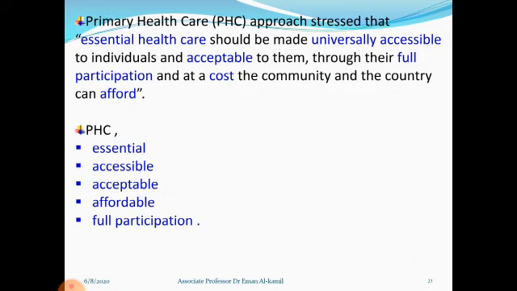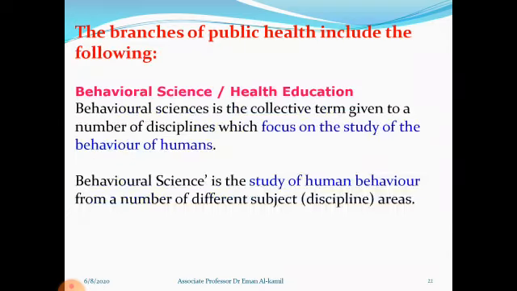So the main criteria of the primary healthcare services: they should be essential, which includes different types of health services; accessible, that means they can use it when they need it; acceptable, it means they are accepted by the population; and affordable, which is at a low cost or free of cost. And we give a role for the people to participate in the healthcare services.